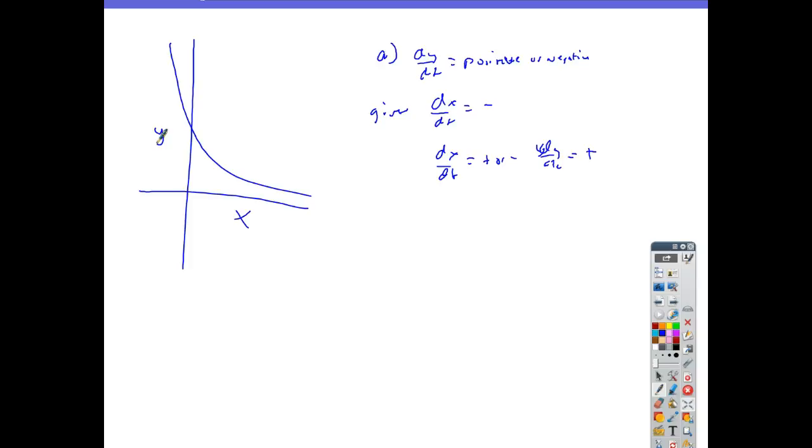And if dy/dt is positive, what's dx/dt doing? It's negative. Good? Yes, ma'am. So am I making a massive mistake by thinking about the x-axis as time? Yes.